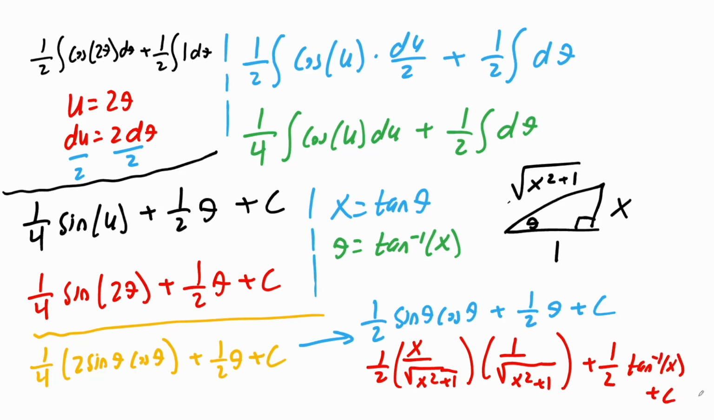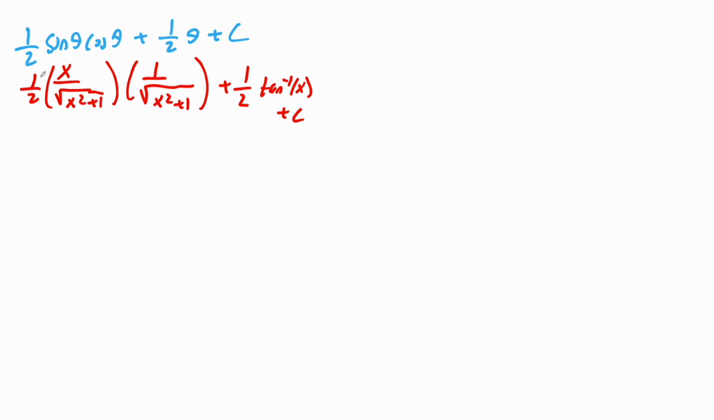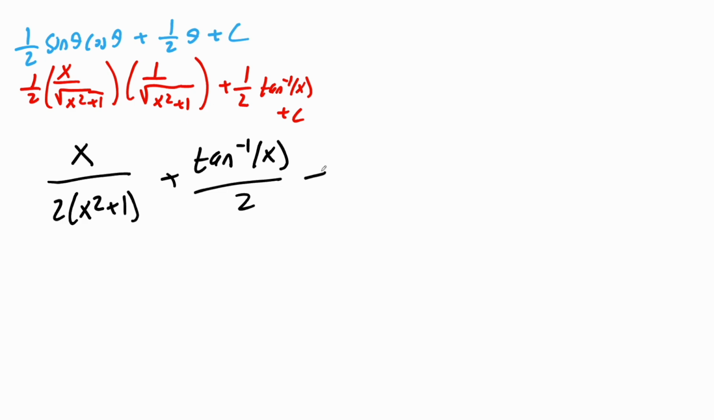Then we can clean up a little bit, so one more step. So now I'm going to multiply the numerators. 1 times x times 1 is just x, divided by the square root of x squared plus 1 times the square root of x squared plus 1. The square roots cancel, but we still have our 2, so 2 parentheses x squared plus 1, close it, plus tan inverse x divided by 2 plus c. This right here is our final answer.